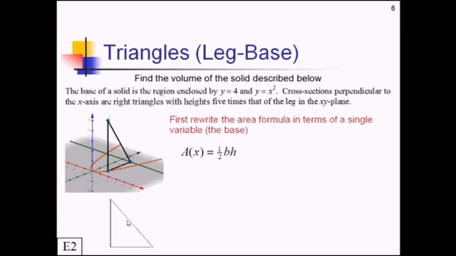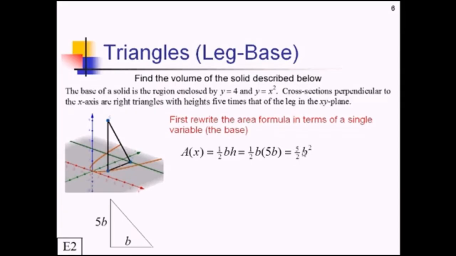Well, let me just give a two-dimensional model of our triangle. We have some base down here that we can actually express in terms of x, and then we have this height that we can't so much. We're told that the height is 5 times the leg in the xy plane. So this means that our height is really going to be 5 times this base down here. Plugging that back in, we have 1/2 base times 5 times base. Let's simplify this. That's going to be 5/2 b squared. So this is something we can work with a little bit more easily now.